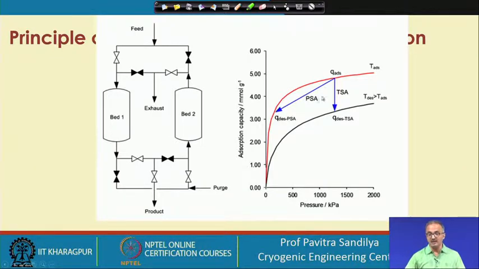On the other hand, if we want to use TSA, then at the same pressure we change the temperature of the bed and go to another isotherm, where we find that T desorption is more than T adsorption. So this particular vertical line shows the TSA, that is the thermal swing adsorption way of regenerating the adsorbent, and this shows the PSA, that is the pressure variation way of regenerating the adsorbent. So these two things can be carried out in this pair of beds.